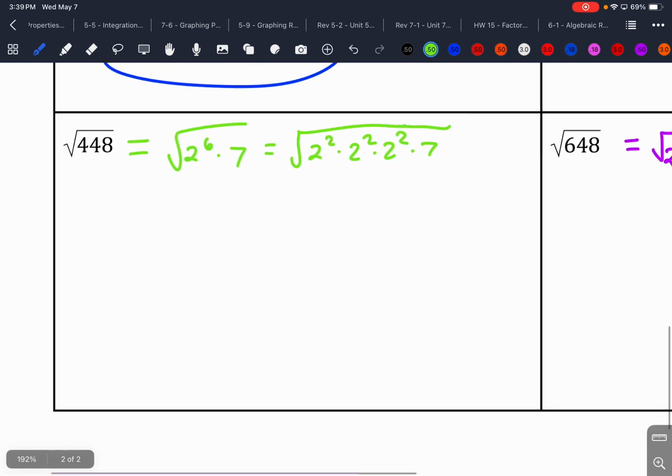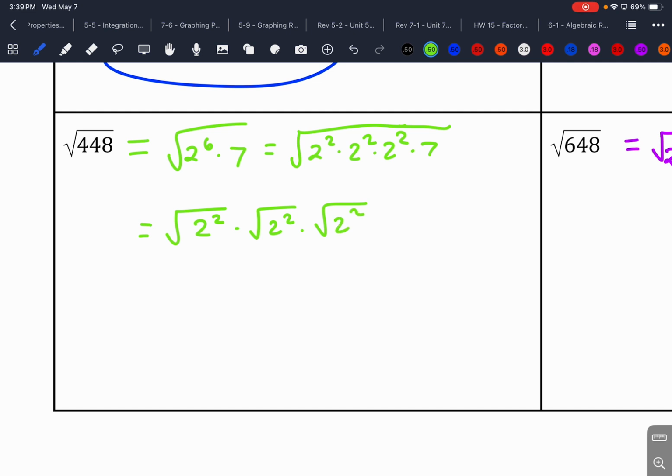With this guy, each of these little things gets its own perfect square. So it'd be 8 times the square root of 5. Yeah, square root of 7 in this case.